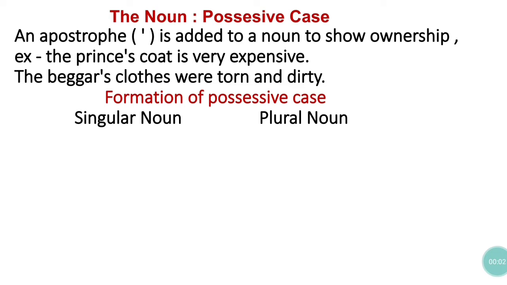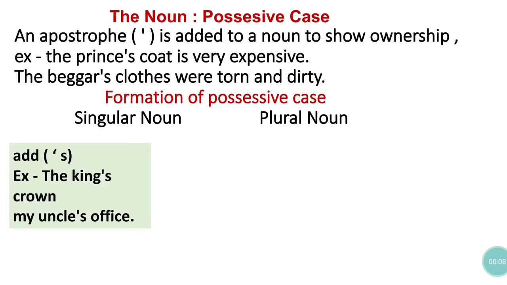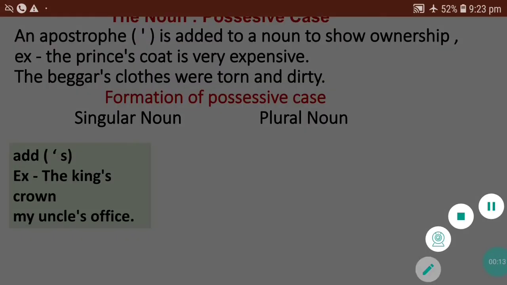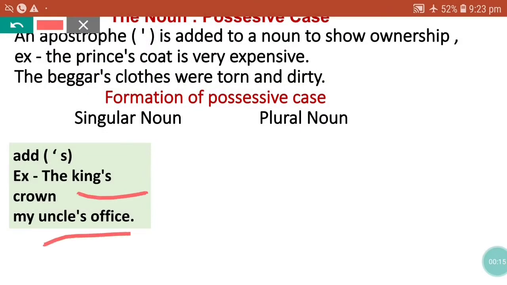Now formation of possessive case. As we know, a noun has singular and plural form. So when a noun is singular, the possessive case is formed by adding apostrophe s to the noun. For example, the king's crown, my uncle's office. So king's crown means crown possessed by king. Here we put apostrophe s at the end of the word king, king's. Here we get the possessive form.